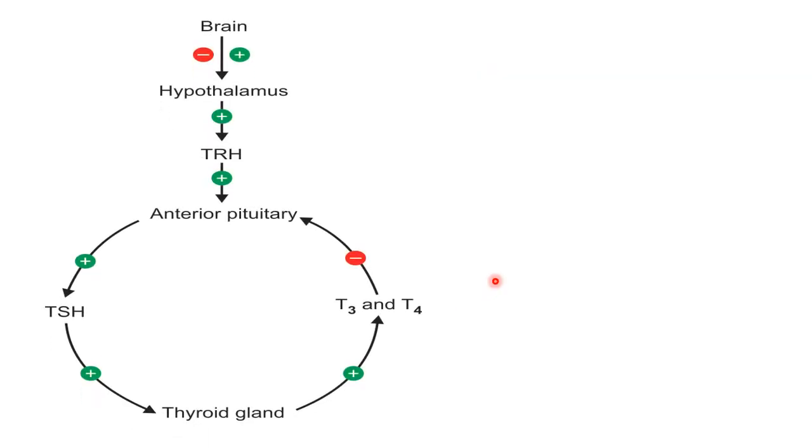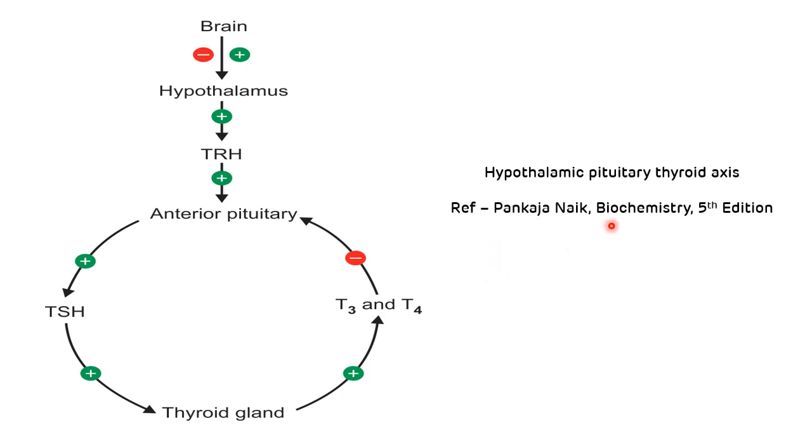So before going into detail of thyroid function test, we should understand hypothalamic pituitary thyroid axis. Hormone production by thyroid gland is tightly regulated through hypothalamic pituitary thyroid axis. Formation of T3 and T4 by thyroid is regulated by thyroid stimulating hormone secreted from anterior pituitary, which itself is regulated by thyrotropin releasing hormone by hypothalamus.